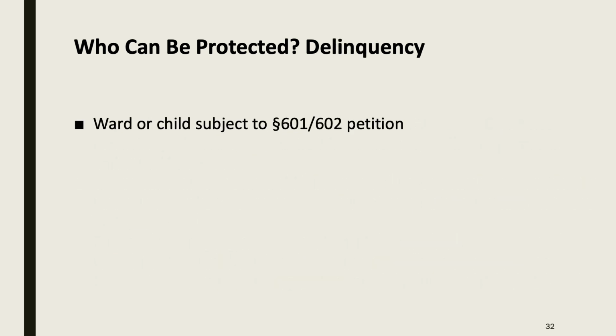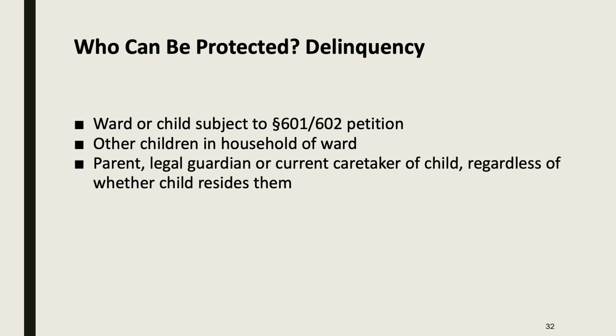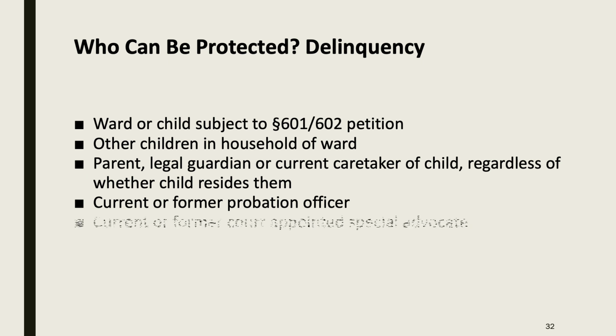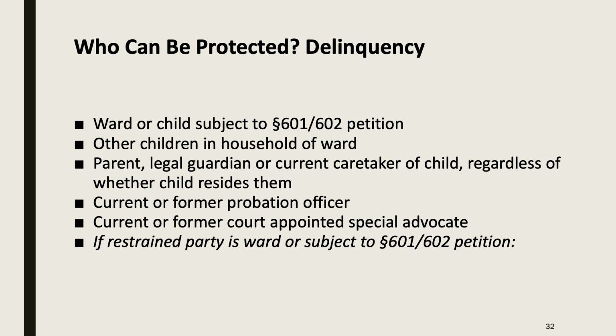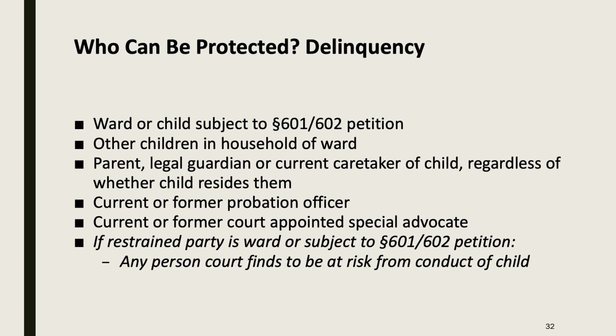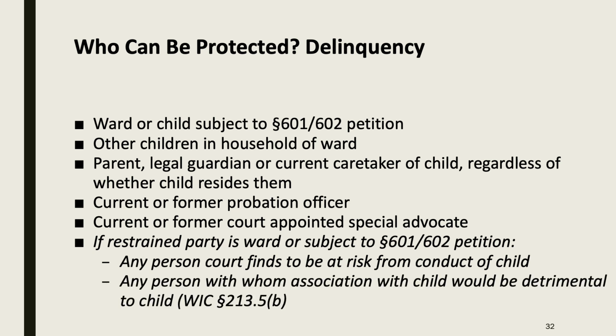And in delinquency, who can be protected? Well, a ward can be protected, or a child subject to that 601-602 petition, other children in the household of the ward, the parent, legal guardian, or current caretaker of the child, regardless of whether the child resides with them, a current or former probation officer, a current or former court-appointed special advocate, and if the restrained party is a ward or subject to a 601-602 petition, any person the court finds to be at risk from the conduct of that child, and any person with whom association with the child would be detrimental to the child.